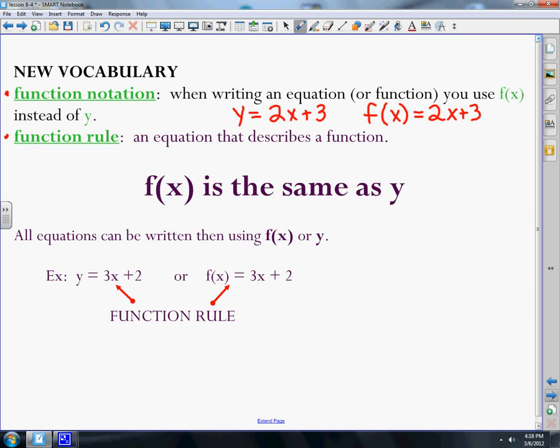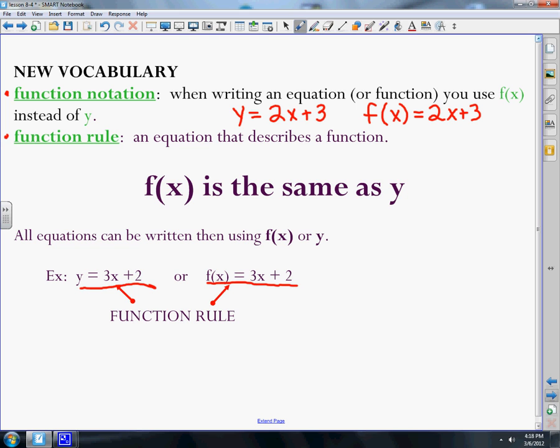Just like I showed you up here that I used y, or I could use f of x, the function of x is exactly the same as y. So all equations can be written using the function of x or y. For example, these are both function rules: y equals 3x plus 2 and f of x equals 3x plus 2. Both are the exact same rules.